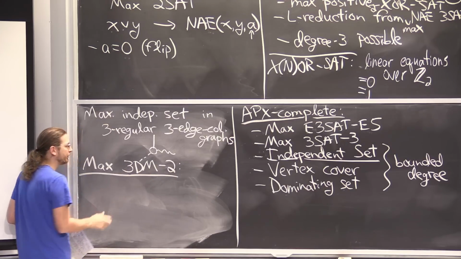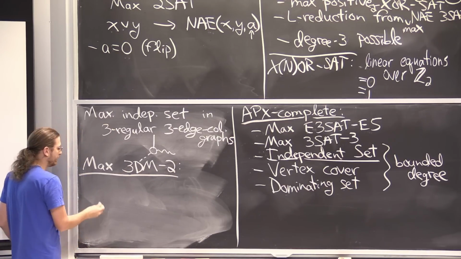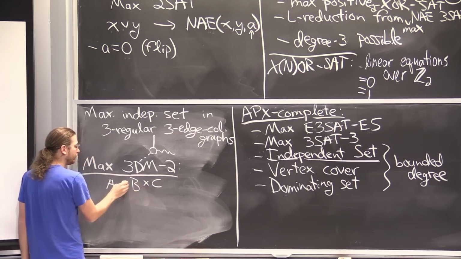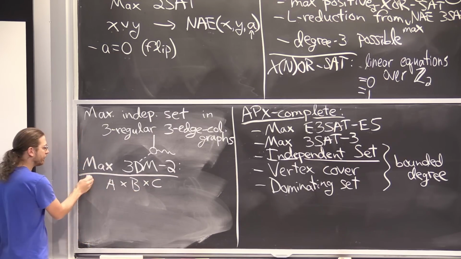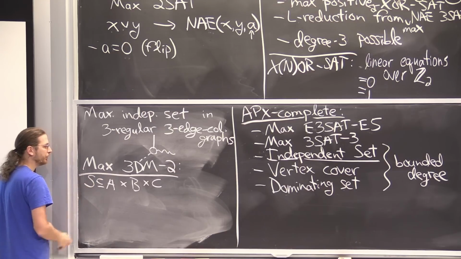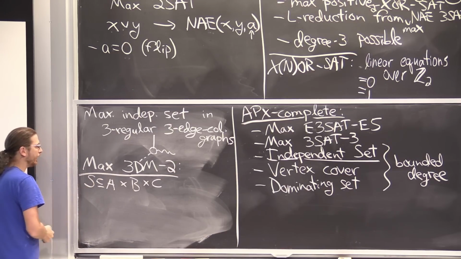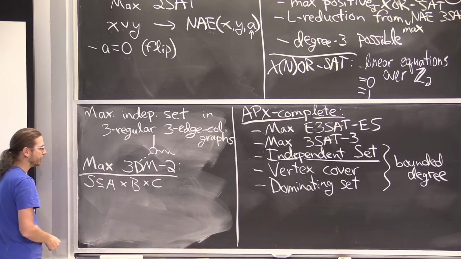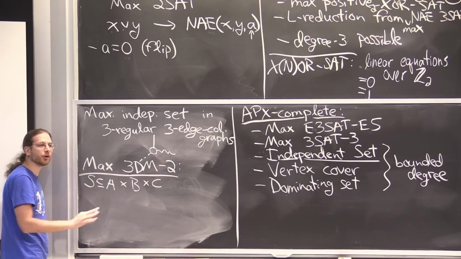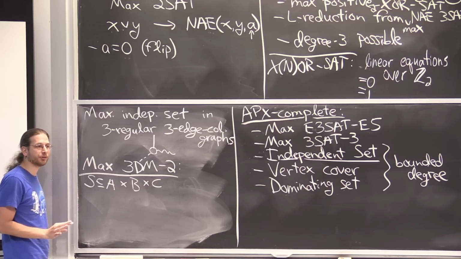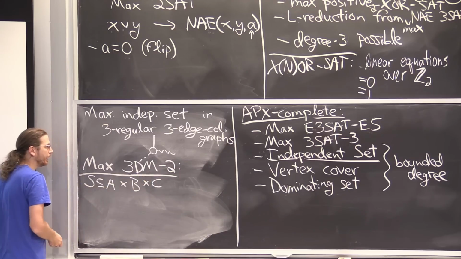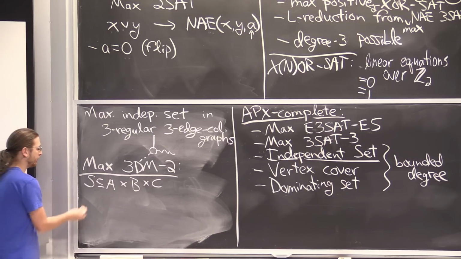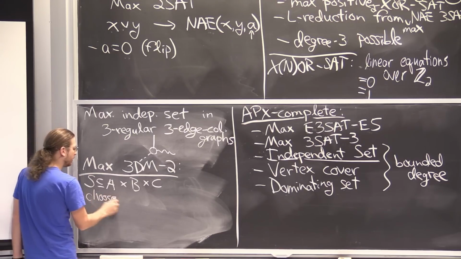Remember 3-dimensional matching: you have 3 sets, A, B, and C. You look at the triples on A, B, and C, and you're given some set of interesting triples among those. With 3DM, what we wanted was to choose a set of such triples that covers all the vertices, and no 2 of them intersect. That's the matching aspect. In this problem, we want to choose as many triples as we can that don't intersect each other.